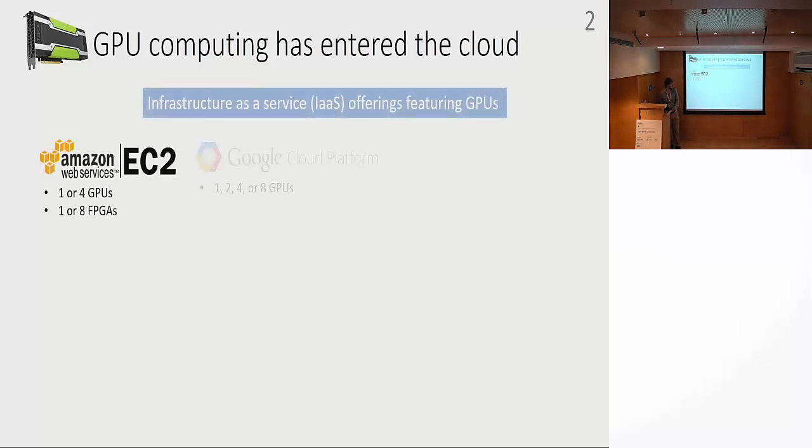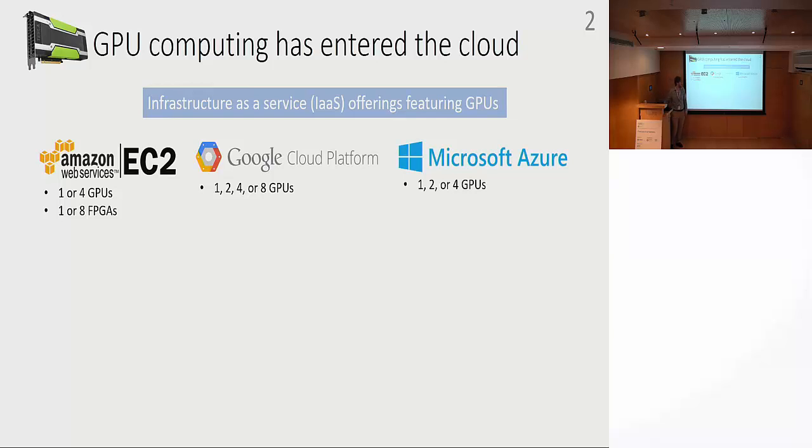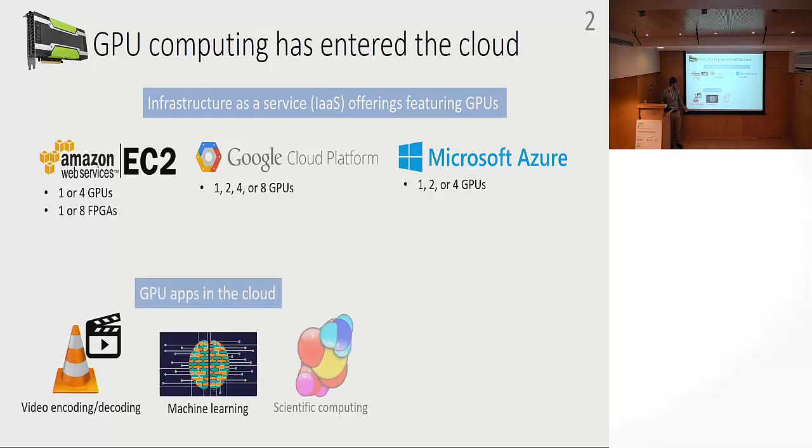We see that in the form of GPU instances being offered by all the major cloud providers with a varying number of GPUs per instance. We also see GPU apps entering the cloud, such as video encoding and decoding, machine learning, training neural networks, as well as scientific computing, such as molecular simulations.